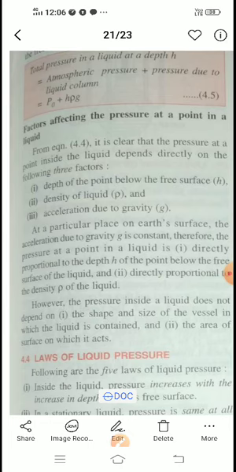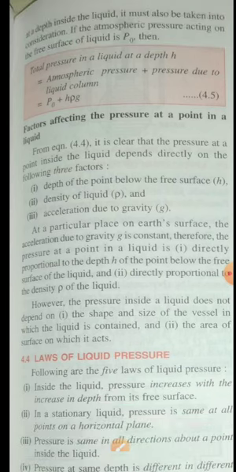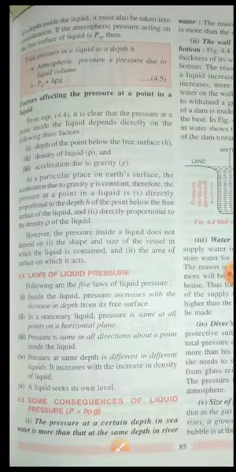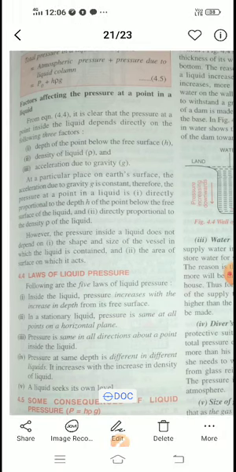The next point is the density of the liquid. The more dense it is, the more weight you feel. Next is the acceleration due to gravity. As I told you, the formula is the key factor. At a particular place on the Earth's surface, the gravity will change, and in the same manner the pressure will alter. It is directly proportional to the height, as I told you before, and directly proportional to the density of your liquid.